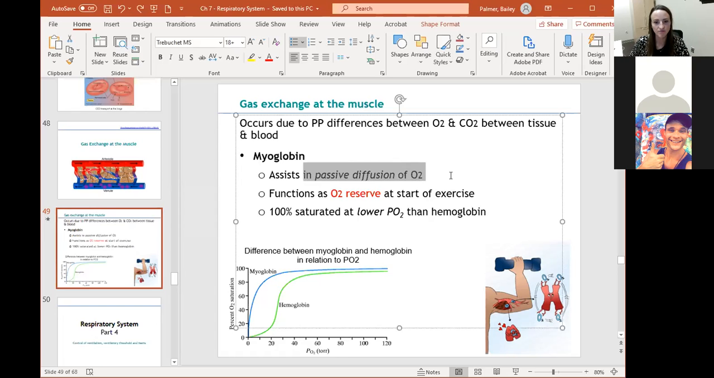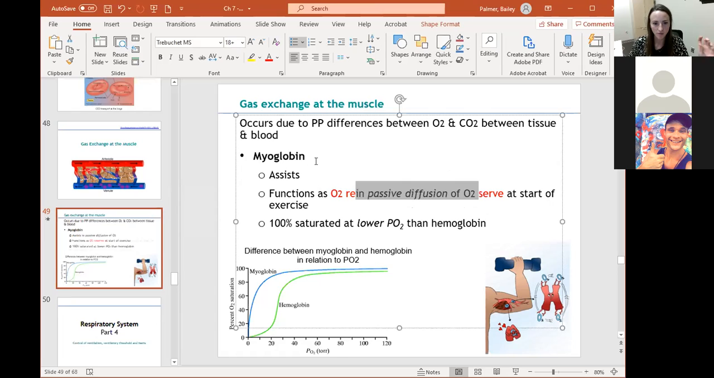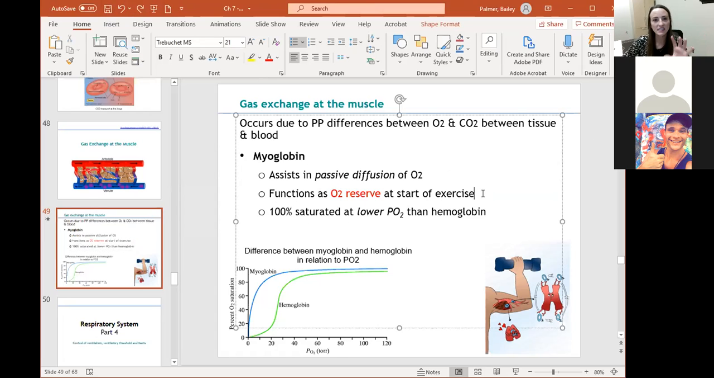So what are the roles here? It does assist in passive diffusion of oxygen. It helps oxygen get out of the bloodstream into the muscle, and then it helps it get into the mitochondria because the mitochondria uses oxygen for energy. So it functions as an O2 reserve at the start of exercise. When we start exercising, our body has to use anaerobic metabolism, meaning we're not getting enough oxygen, but that's okay because myoglobin holds on to those oxygens inside the muscle, allowing for that oxygen to be transported to the mitochondria.